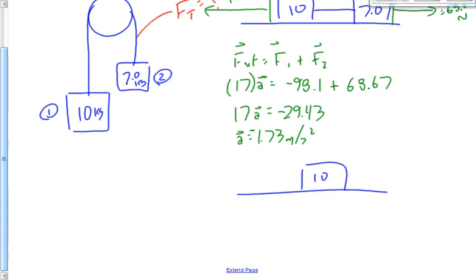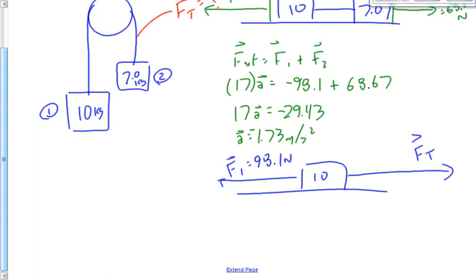If we do that, we're going to have a force of gravity acting to the left. It's F1. We already said that that was 98.1 newtons. We're going to have a force of tension acting to the right, which is the force of the rope. Right? F2 isn't there anymore because F2 is acting directly on object number 2. So let's analyze that one object.